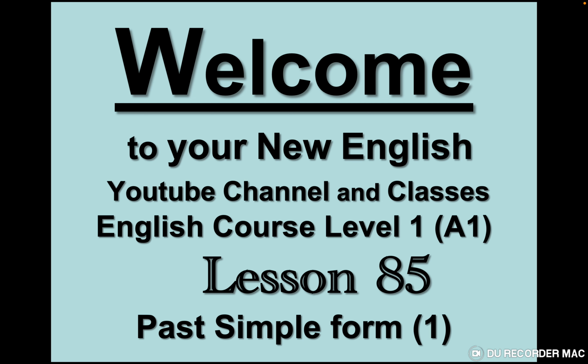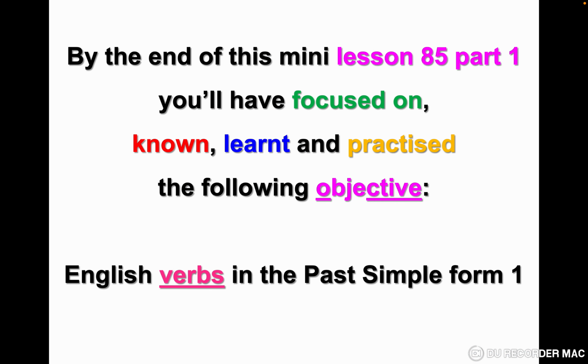English course level 1 A1, lesson 85. In today's lesson, we are going to start a series on the past simple form, part 1 or lesson 1. Today, we are going to see just the verb form of the past simple. By the end of this mini lesson 85 part 1, you will have learned and practiced the following objective: English verbs in the past simple form, part 1 or lesson 1.